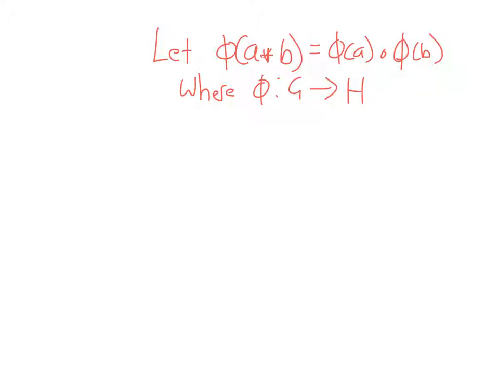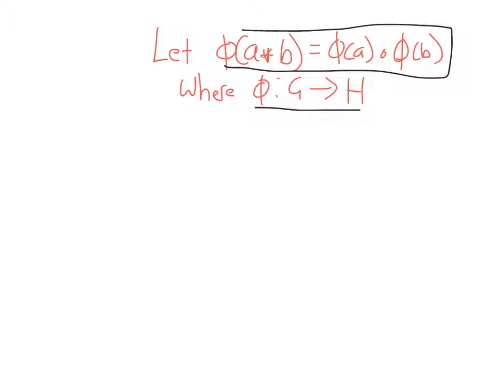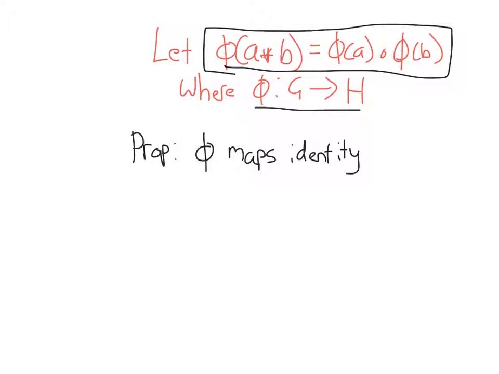So if I have my map here, phi from G to H, so again G and H are groups, this means that phi is a homomorphism. So what I'm going to propose, the proposition will be that phi, which is a homomorphism, maps the identity of the first group to the identity of the second group. So we're going to go ahead and prove this.